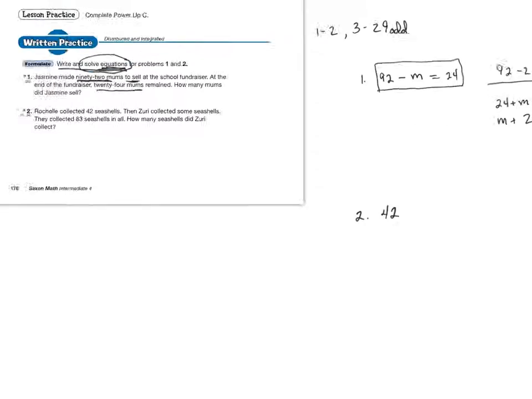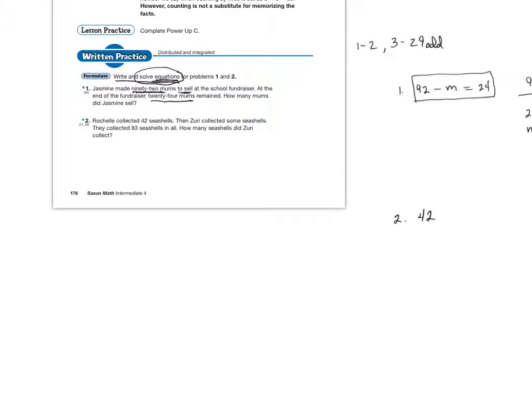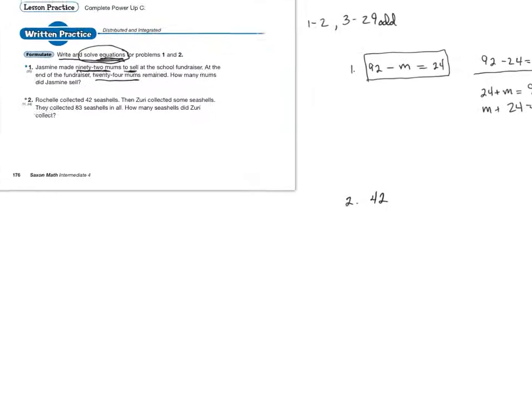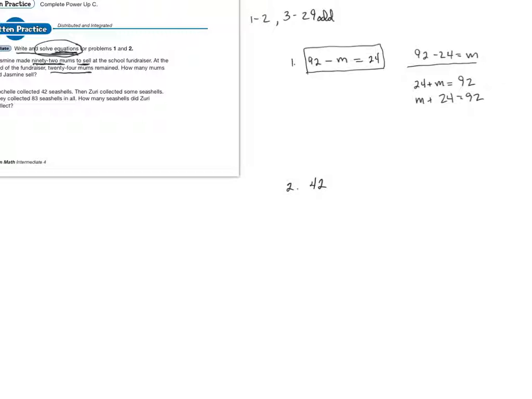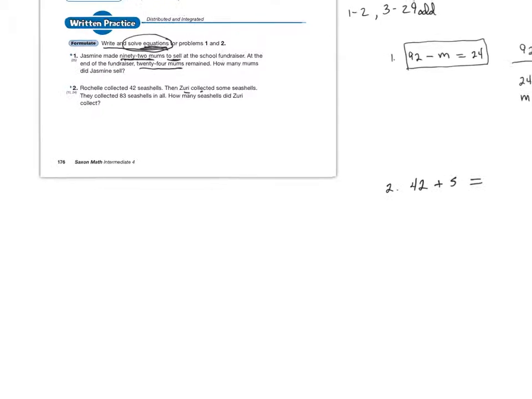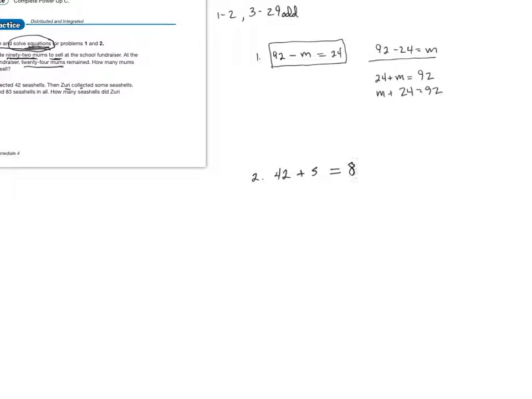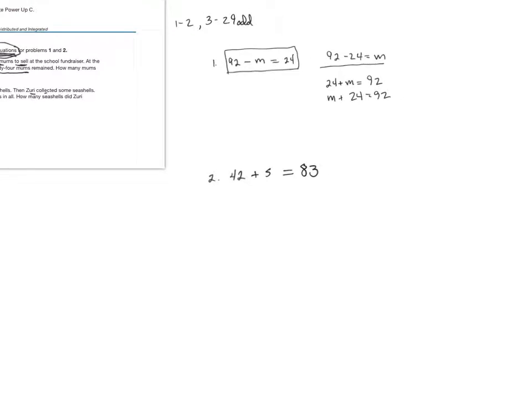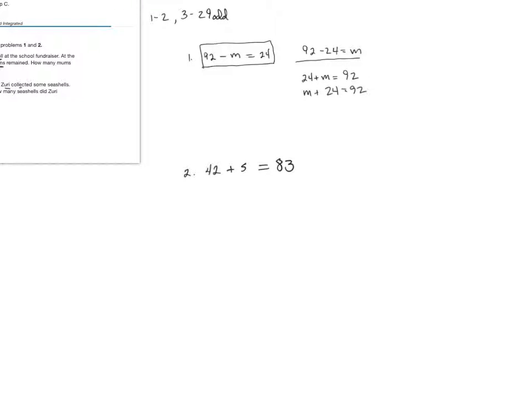Now we're going back. She has 42 seashells. Zuri collected some seashells. They collected 83 in all. So Zuri collected some more. We don't know what she did, but we're going to use S for shells or seashells. And when they're done, they have a total of how many? 83. And then I can use the same fact stuff over here as before, but I'm going to need the subtraction family for this one to solve it because I don't need this inside here. I need it somewhere else.